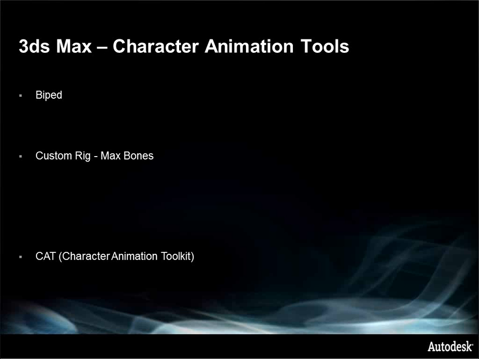And all of these three solutions have their own advantages. They target a very particular type of solution for character animation. For biped, it's a one-click rig. So if you click one time inside of 3ds Max, you've got a full bipedal character rigged, ready to animate right away. So it's a one-click rig.